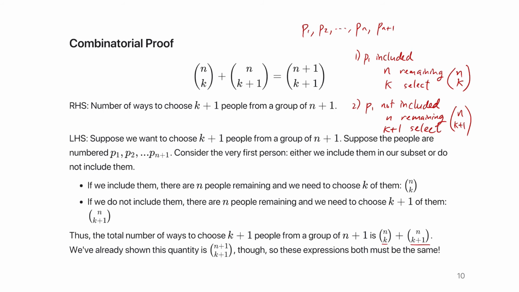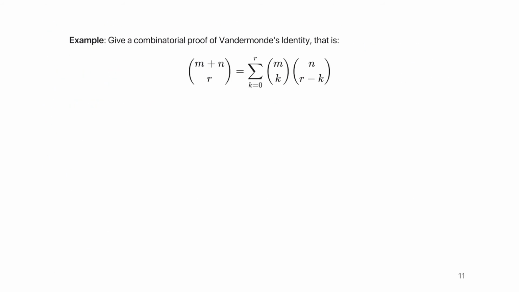Is that okay? Great. And so now here's another example I want you to work out on your own. Give a combinatorial proof of Vandermonde's identity. It says m plus n choose r is the sum of k being equal to 0 up until r, of m choose k, n choose r minus k.